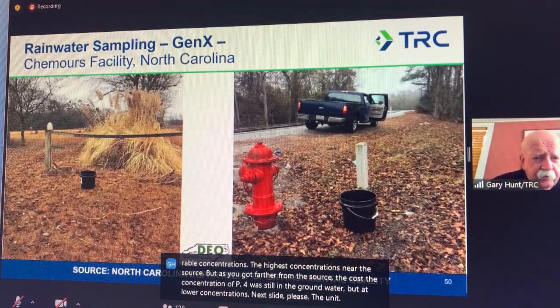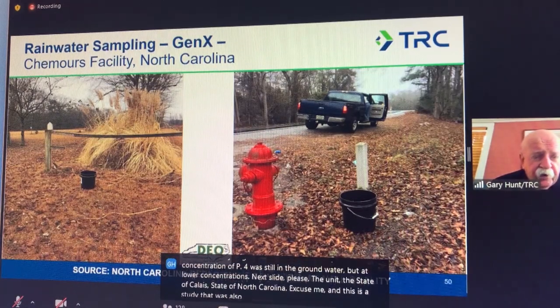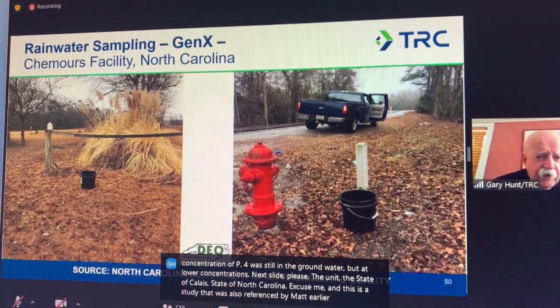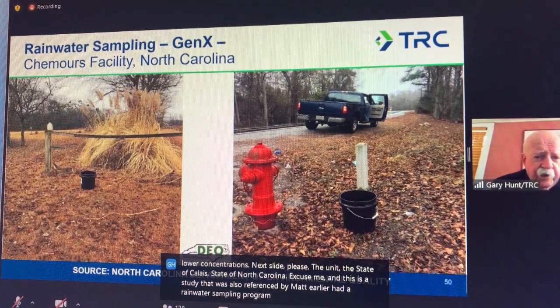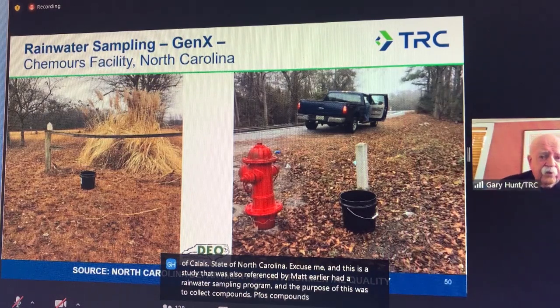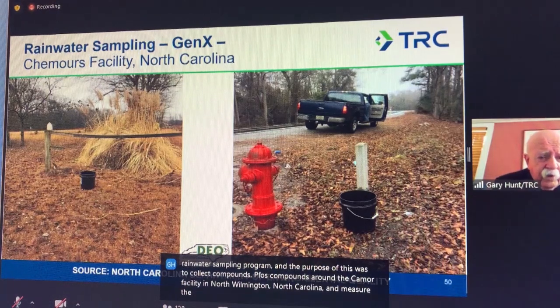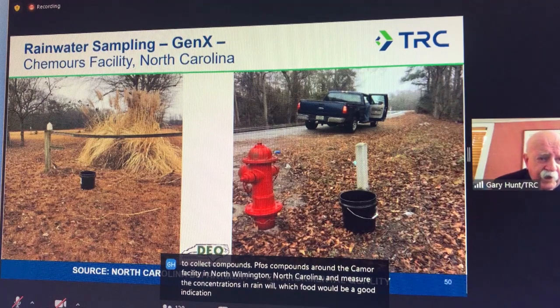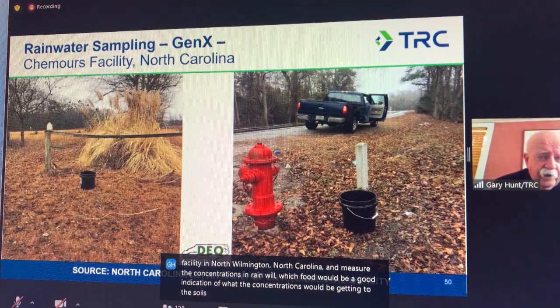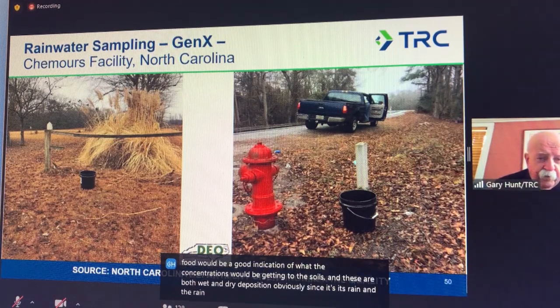The state of North Carolina, and this is a study that was also referenced by Matt earlier, had a rainwater sampling program. The purpose of this was to collect PFAS compounds around the Chemours facility in Wilmington, North Carolina, and measure the concentrations in rainwater, which would be a good indication of what the concentrations would be getting to the soils. And these are both wet and dry deposition, obviously, since it's rain, and the rain will scrub out any particles that are suspended in the atmosphere.